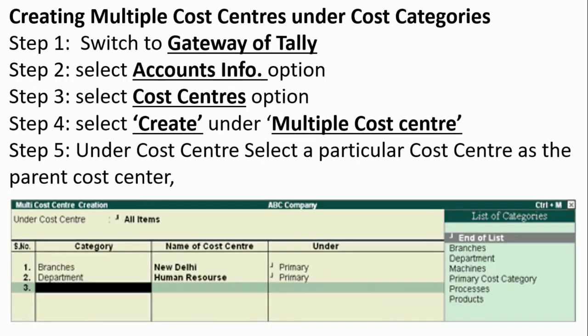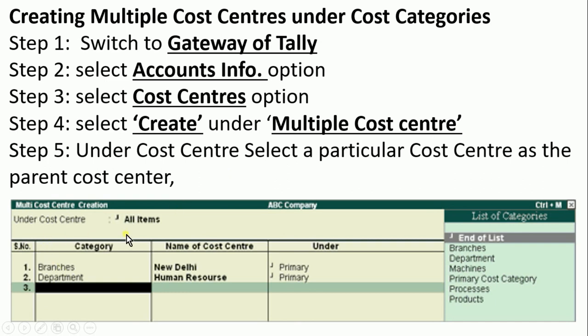How we can create multiple cost center under cost category? It is nearly the same, the same earlier methods, as for the groups and ledgers what we have taken. Step 1, switch to gateway of Tally. Step 2, select accounts info option. Step 3, select cost center option. Then step 4, select create under multiple. Step 5, under cost center, select a particular cost center as the parent cost center. Then we can create it.